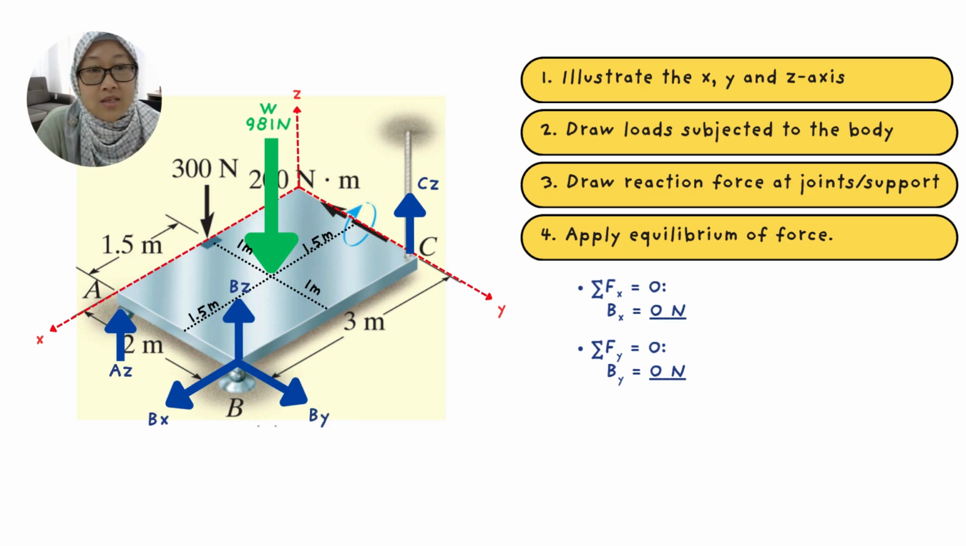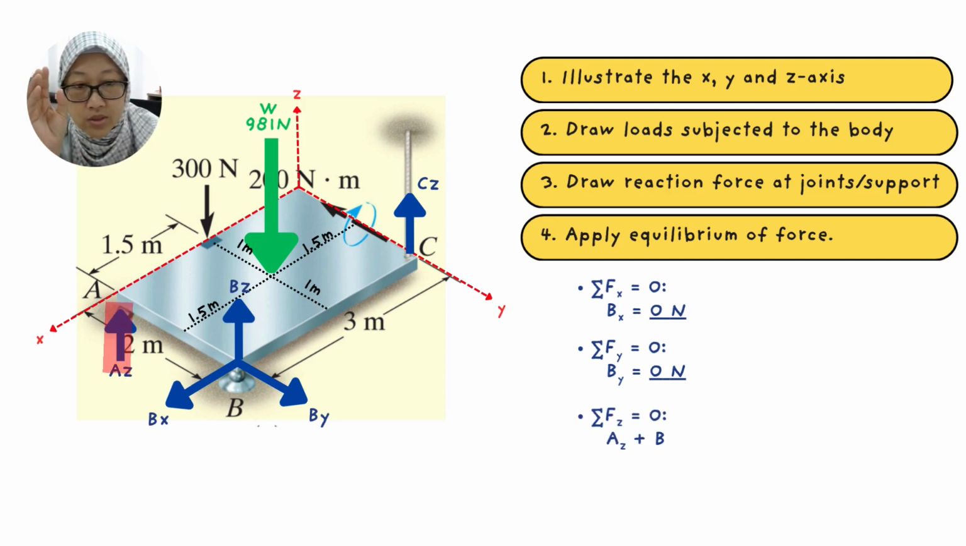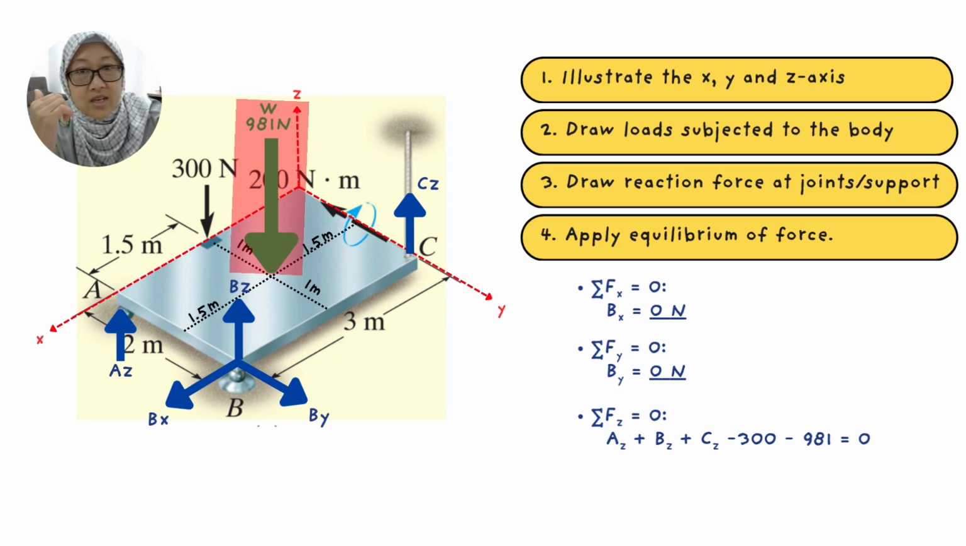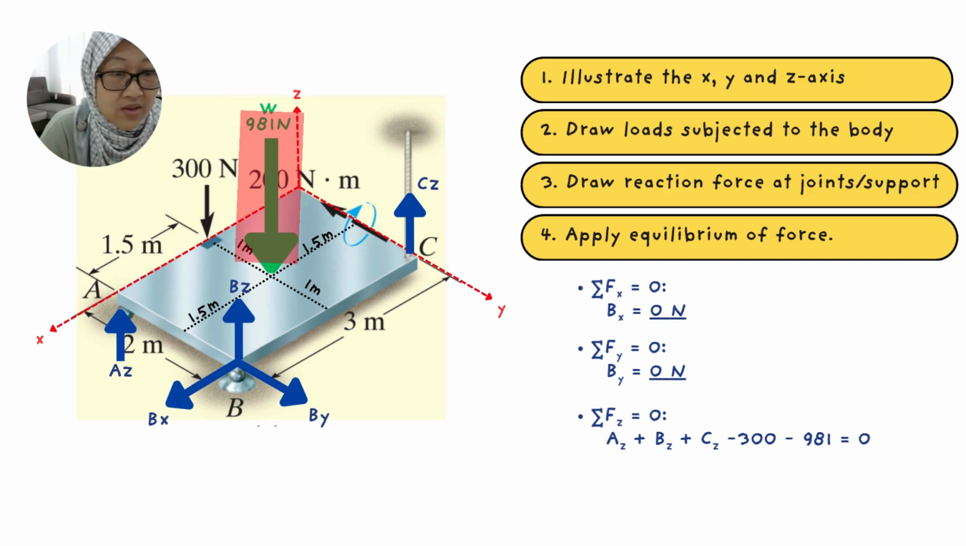Last but not least, we can sum up all the forces in the Z direction to be 0. Let's see what's there in the Z direction. There's Az pointing upward, so it's positive Az, and then Bz is pointing upward, that's plus Bz, and Cz is pointing upward, so plus Cz, and then there's 300 Newton pointing downward, so it becomes negative 300, and the weight of the plate, 981 Newton, is pointing downward, so it's negative 981. All that sums up to 0.